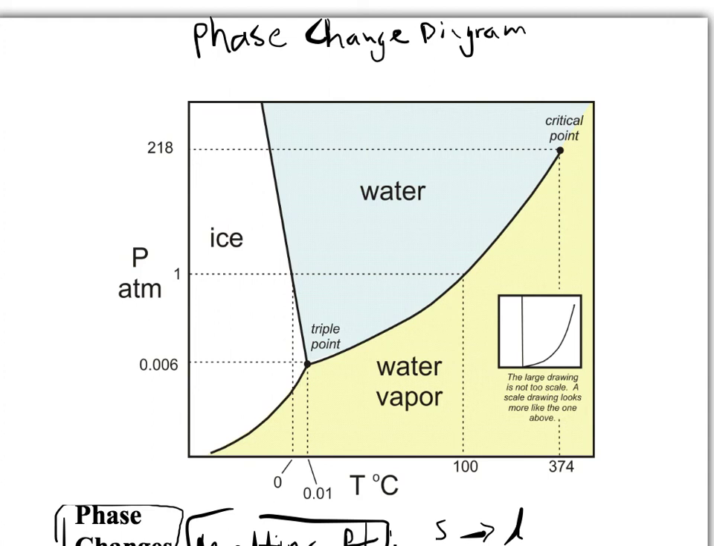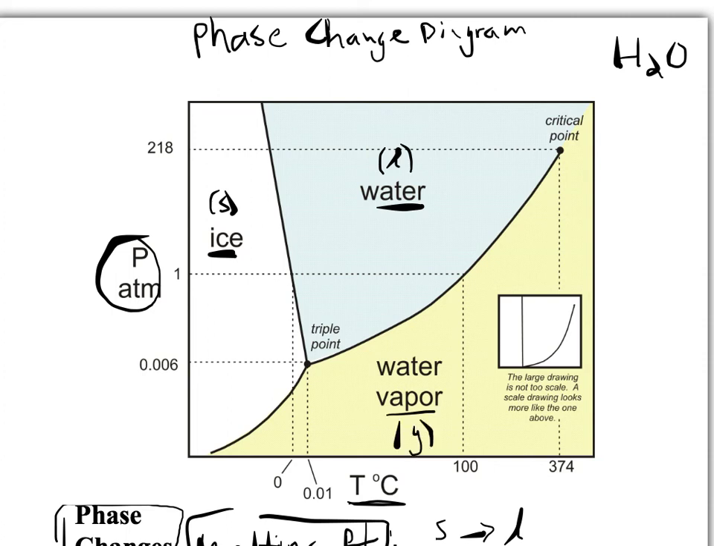On the x-axis we have the temperature of the substance in degrees Celsius, and on the y-axis we have the pressure in atmospheres. And what we see here is at different temperature and pressure combinations, H2O is going to exist in 3 different states, either as ice, which is a solid, as water, which is a liquid, or as water vapor, which is a gas.